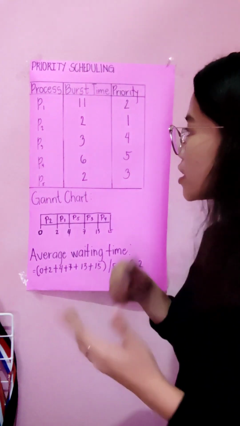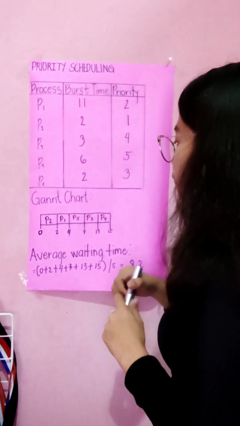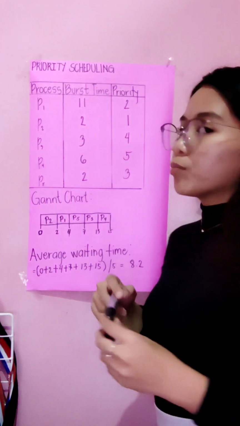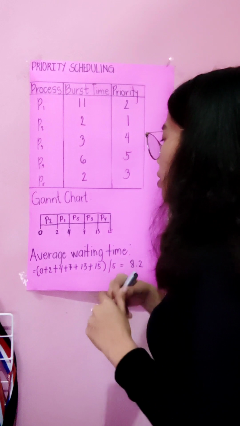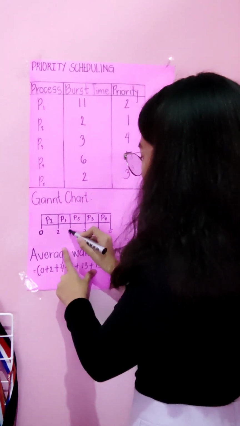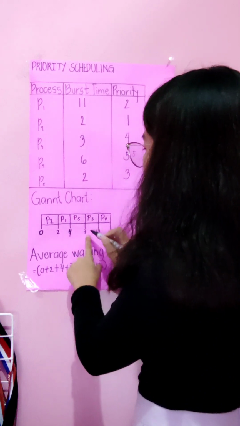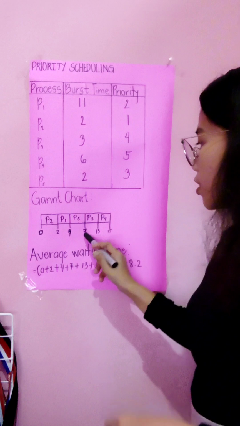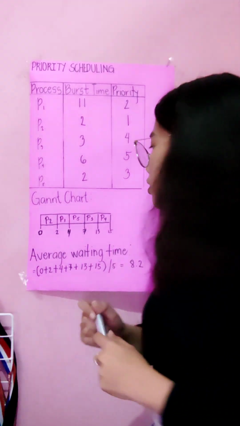Then for the process 3, it has a burst time of 3, which is the waiting time. I just add the waiting time here and the burst time of P3. So the answer is 7.